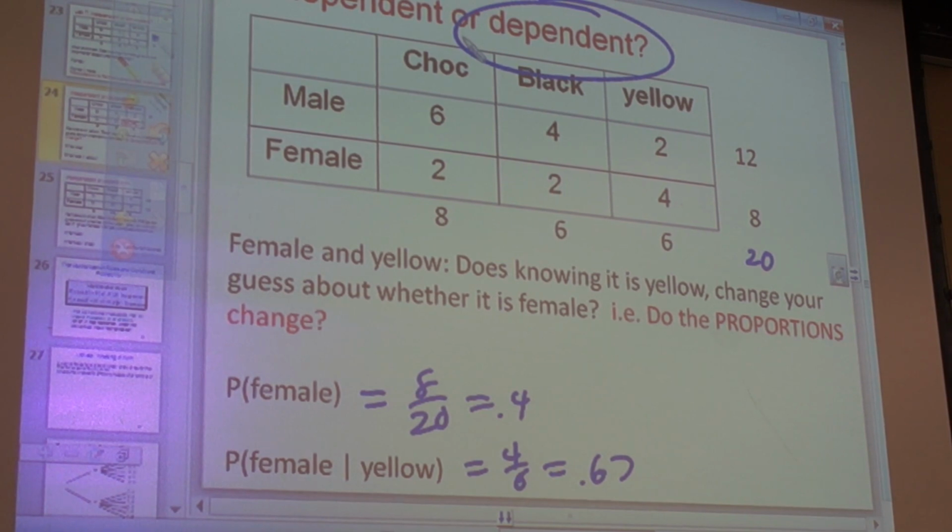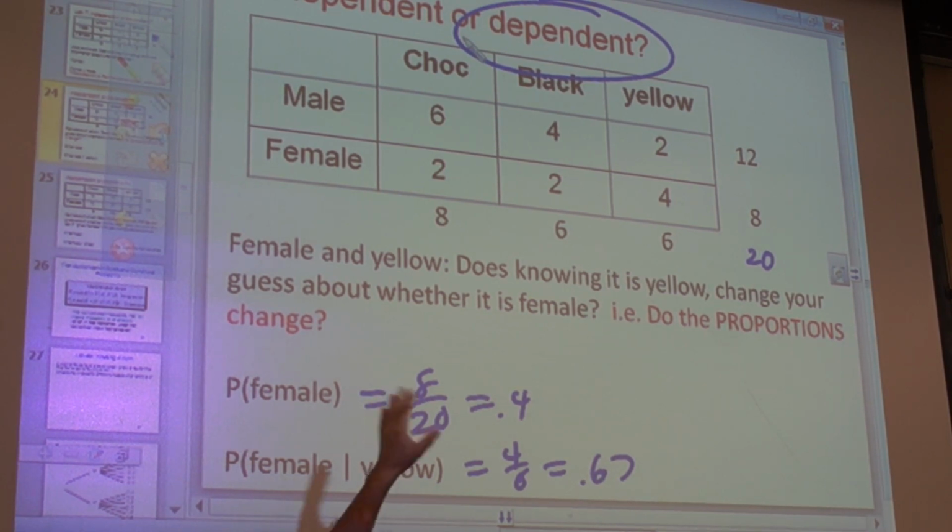So for you to answer that question, here's the easier way. How do you find these ratios? Everybody look at the table up there and figure out what has to do with female and yellow. Someone give me one number.